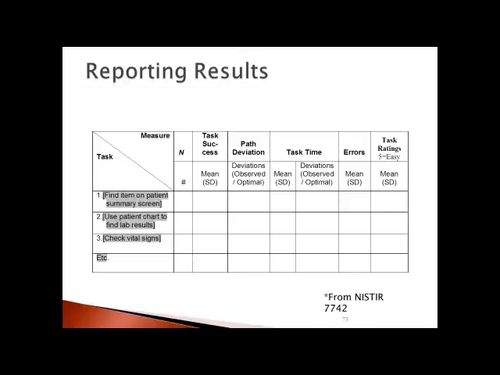Here is a data table specifically related to user testing results, where you see the tasks are outlined down the left of the screen, and the measures of success, or the metrics, are measured across the top, including the total number of participants, task success, path deviations, task time including the mean and the deviations observed, total number of errors, and task rating for each of those components. And that's just a little bit about how user testing might be assessed and reported out.